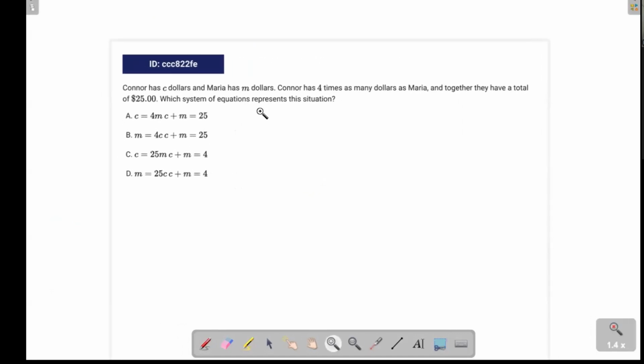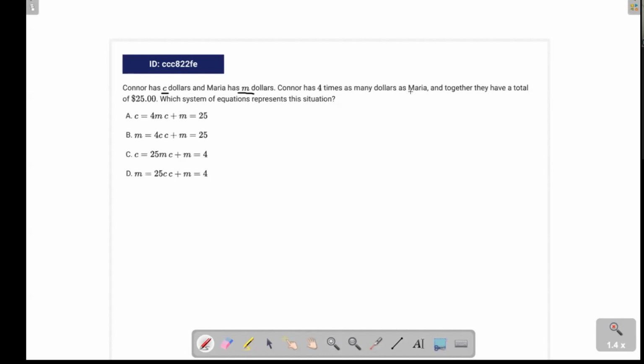Connor has C dollars and Maria has M dollars. Connor has 4 times as many dollars as Maria, and together they have a total of $25. Which system of equations represents the situation? So let's go over this. Connor has C dollars representing the amount of money. Maria has M, and together they have a total of 25.